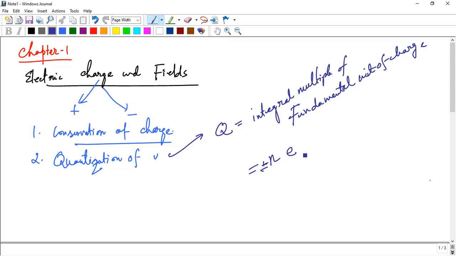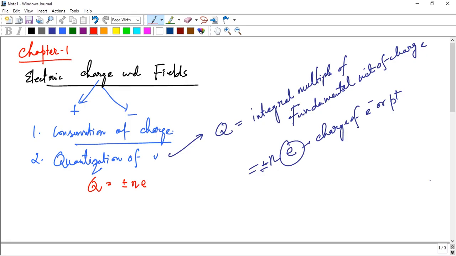So what is e? Small e is the charge of an electron or proton. If electron, it means minus; if proton, it means plus. So the final expression we get is Q is equal to plus or minus n times e.